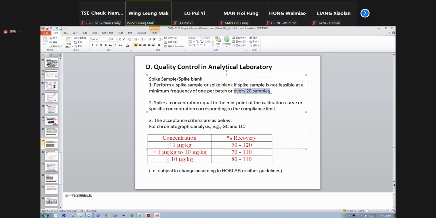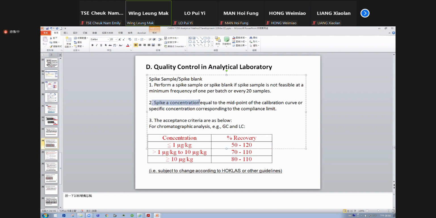also every 20 samples. For the GC or LC, generally, because of the low concentration, the recovery may not be good. Or in a higher concentration, the recovery should be good. Okay, we will set up the recovery criteria like this. Okay, just to give you a general idea.